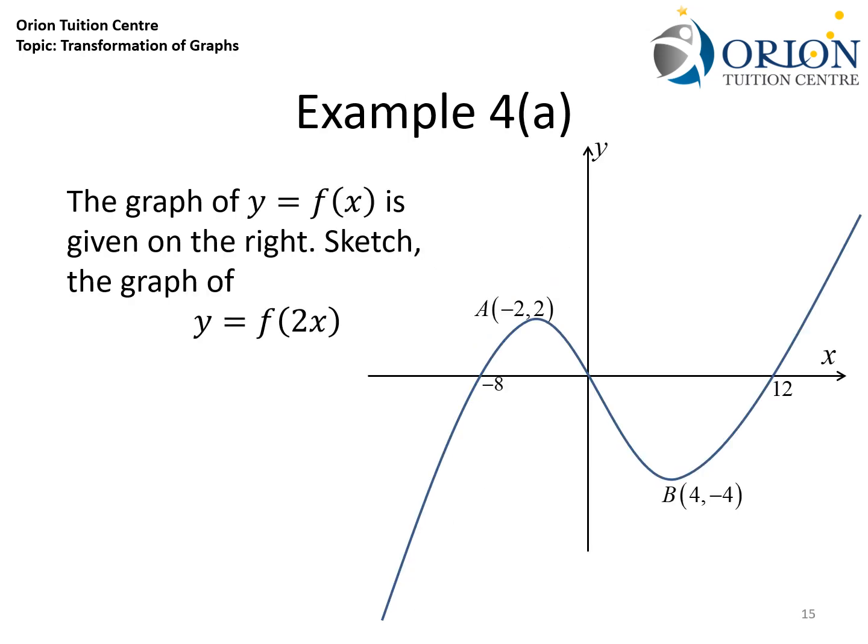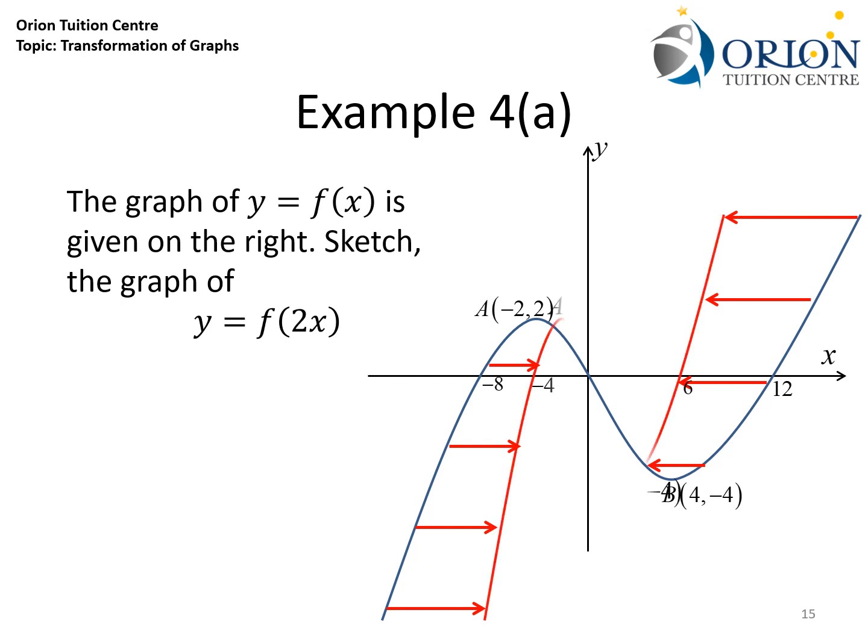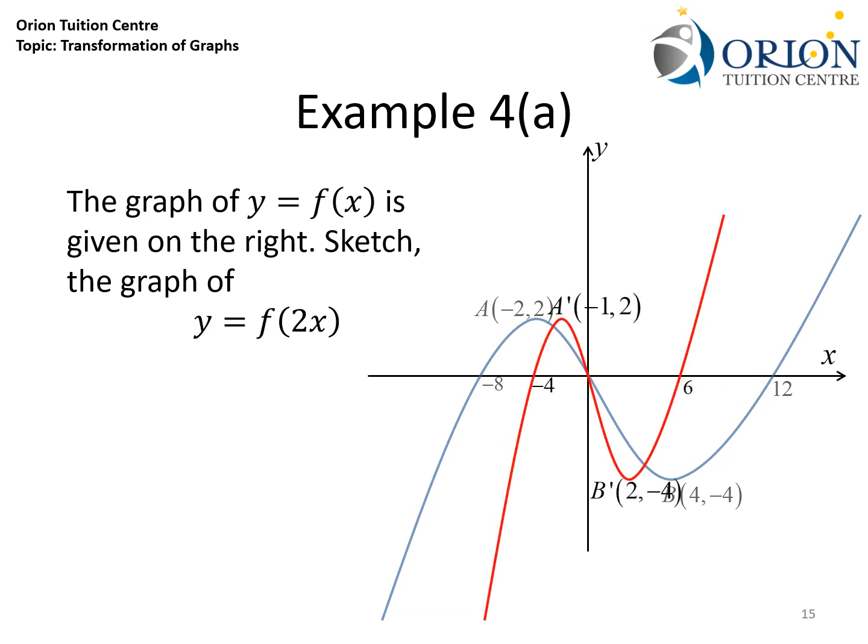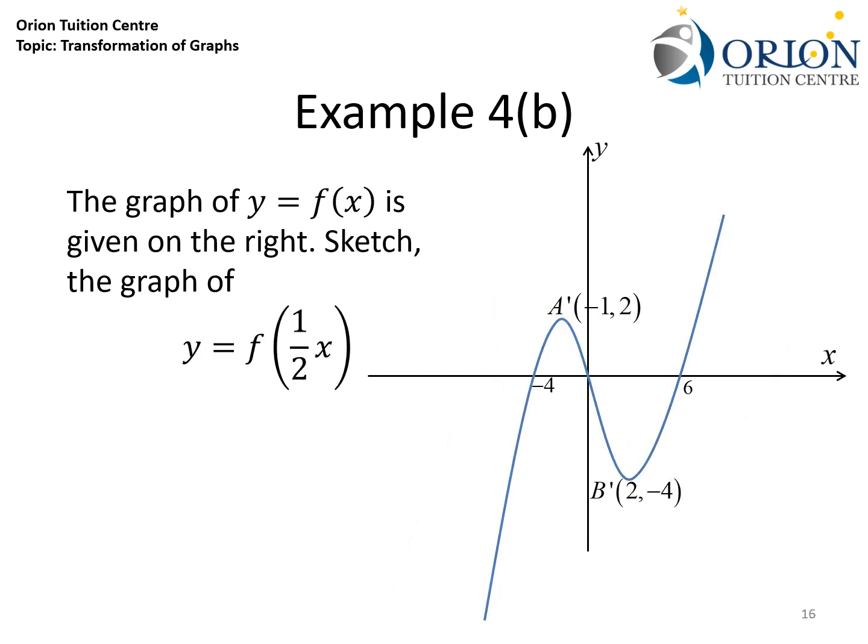Now, given this cubic graph y equals f(x), y equals f(2x) results in a scaling parallel to the x-axis by a factor of half, which means that we get a thinner graph after transformation, which looks like this. If instead we are asked to sketch the graph of y equals f(half x), we will get a fatter graph as all x values are divided by half, which is equivalent to multiplying by 2. Thus, we will end up with this graph.